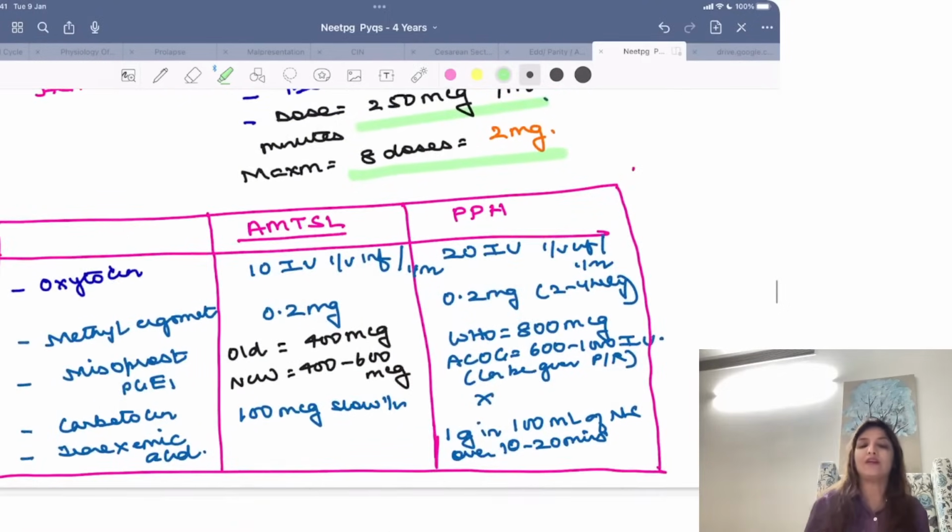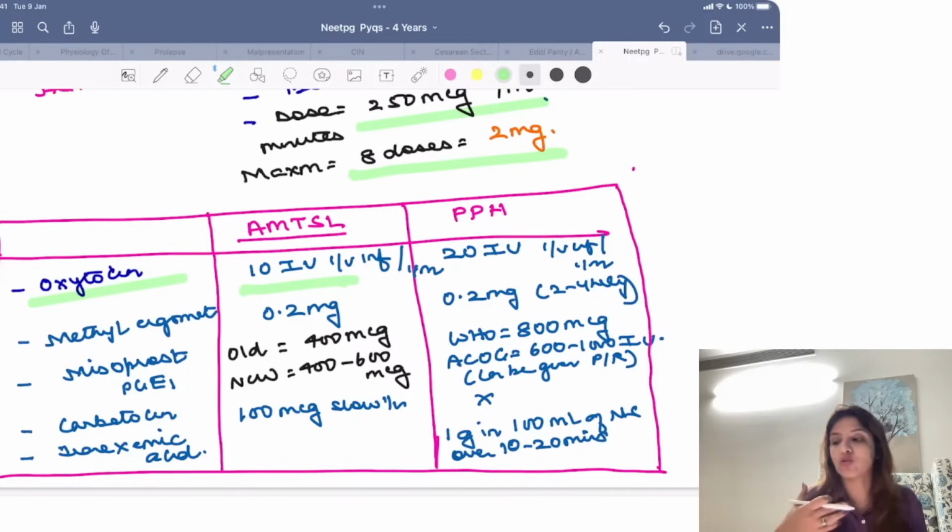I want you to quickly revise all these doses. The dose of oxytocin for AMTSL is 10 international units. Oxytocin should always be given as IM or as IV infusion, never as IV bolus, because if you give oxytocin as IV bolus, it can lead to hypotension and cardiac arrest.